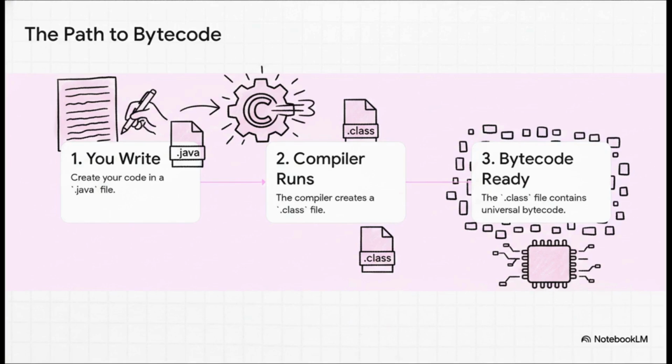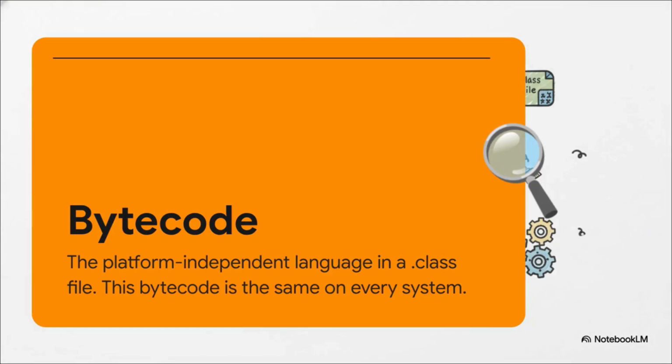Step 1, you write your code, the stuff a human can read, in a .java file. Step 2, you run the Java compiler on it. And step 3, it spits out a .class file. But, and this is the absolute key, that .class file isn't machine code. It's something else entirely. And that something else? That's what we call bytecode. This is the universal, platform-independent language we were just talking about. The bytecode inside that class file is going to be 100% identical, whether you compiled it on a Mac or a Windows PC. It's this universal bytecode that any JVM, no matter where it's running, is designed to understand.